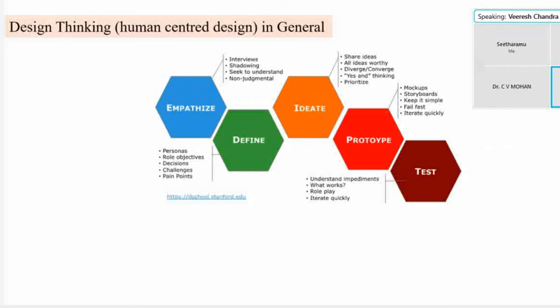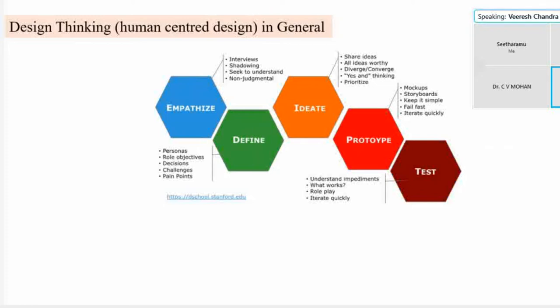Once definition is done, finally, ideate. Ideate means we have to get different solutions for that particular problem. So first of all, how to do that? Share ideas. Let us say we have a team of professors or assistant professors, a team of lecturers. So share ideas. I'm going to do like this. Is it worth it? Are the ideas really worthy or not? Can I implement this idea? Can this be the solution of the problem we have stated together?